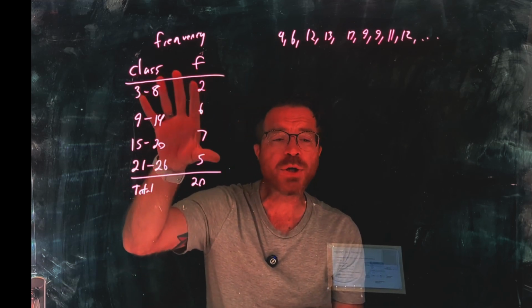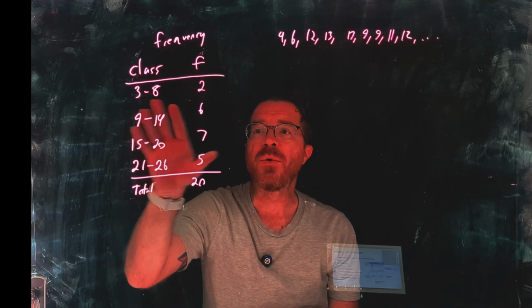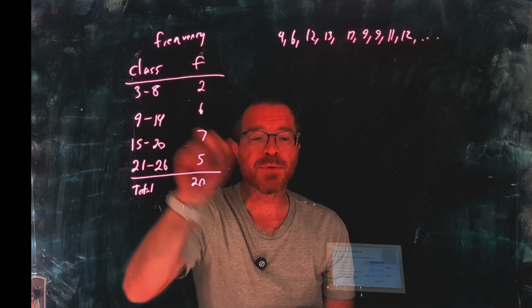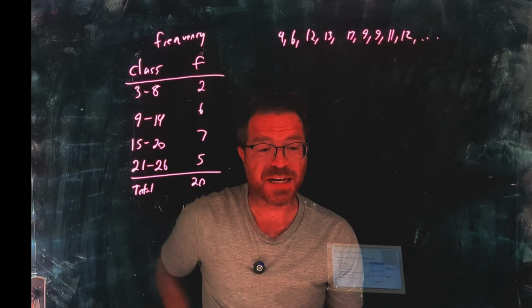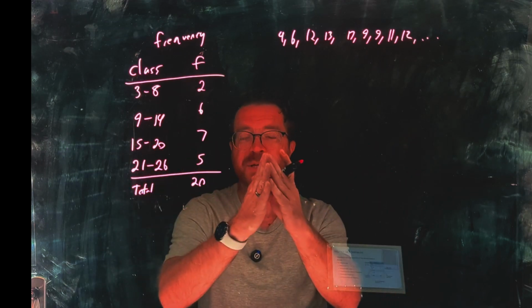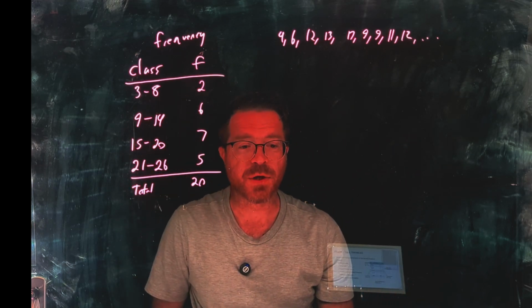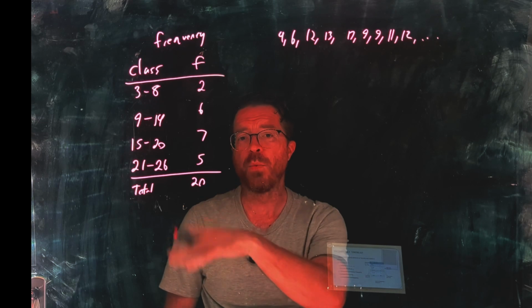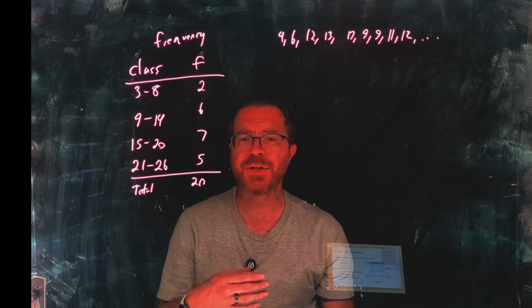But if all you have is this table, then all we know is these two values are somewhere between 3 and 8. They could both be 3. They could both be 8. They could have one that's near 3, one that's near 8. They could be somewhere in the middle. We don't know what those values are. And we'll talk more later about what we should do in that situation for certain calculations.